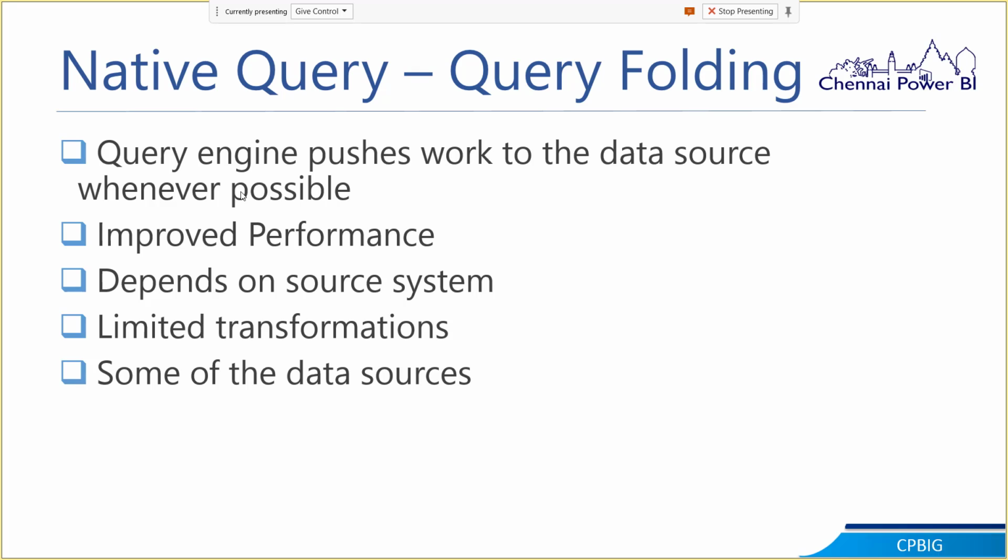Again, this depends on the source system. Query folding is not possible or not applicable for all data sources. If you are using an Excel sheet, a CSV file, or a text file, there is no place to push the work, because these applications are local resources. So we will not have the native query option for those kinds of resources. When you create a new transformation and try to see the native query option, it will be disabled for those data sources.